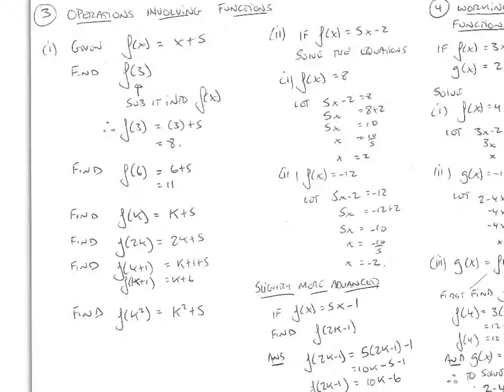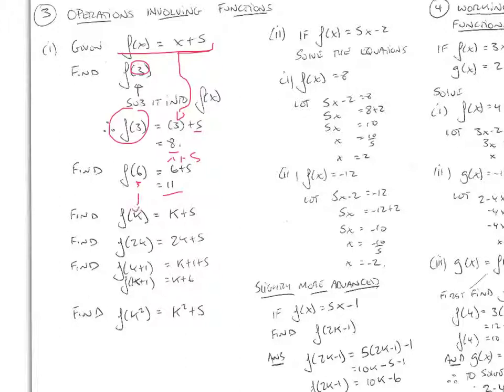Okay, operations involving functions. So here's an example. Given that the function f of x equals x plus 5, find the value when x is 3. So we just sub 3 into our function. So f of 3 is equal to 3 plus 5, which is equal to 8. Similarly, f of 6, sub in 6 where you see x in the function x plus 5, is 11.